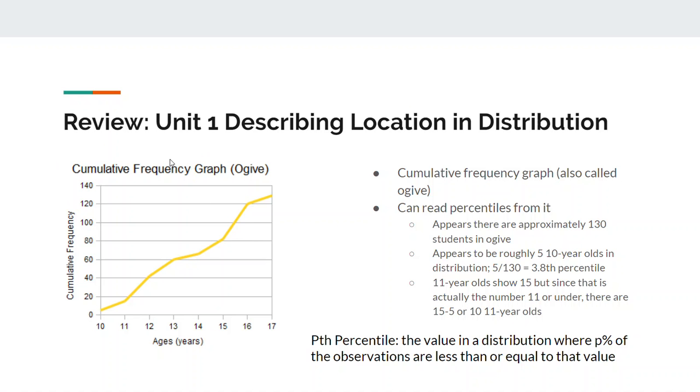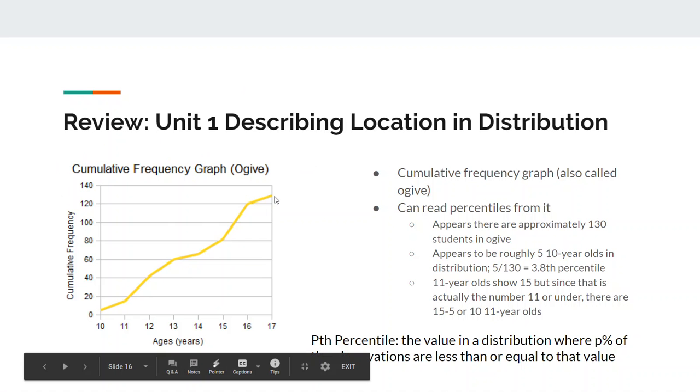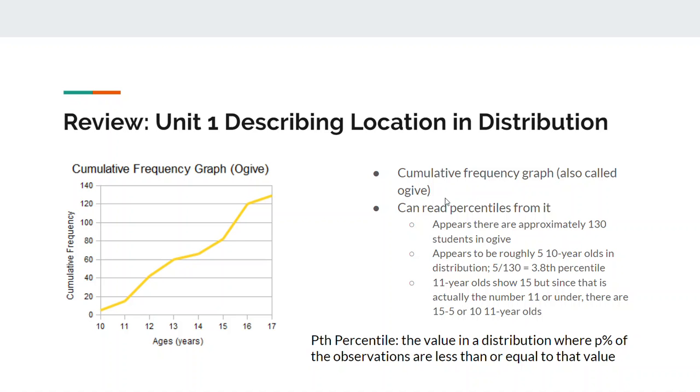One of the things you may see is this cumulative frequency graph, an ogive graph. What it does is it allows you to track a distribution and count. So let me show you what it is here. It appears there's about 130 students in this ogive. The reason being, this graph ends right here on the right side. I trace my finger back over. It's about halfway between 120 and 140. That means that there are probably about 130 students in this distribution.